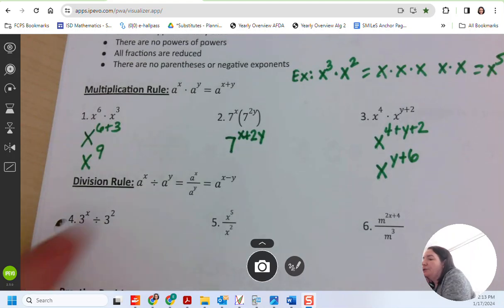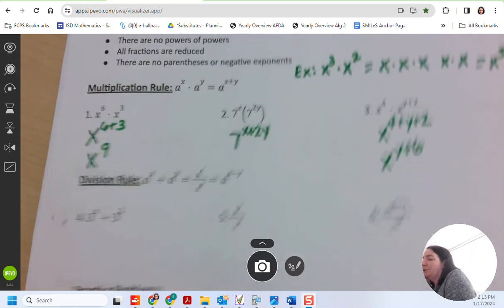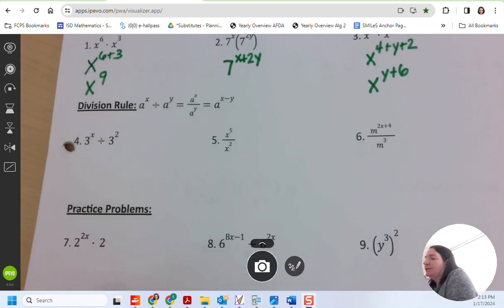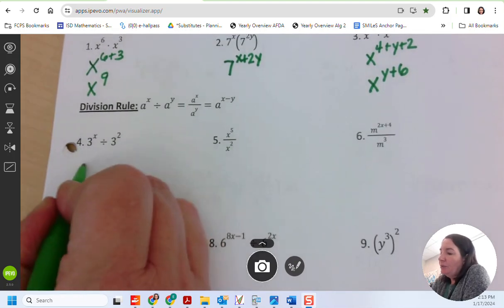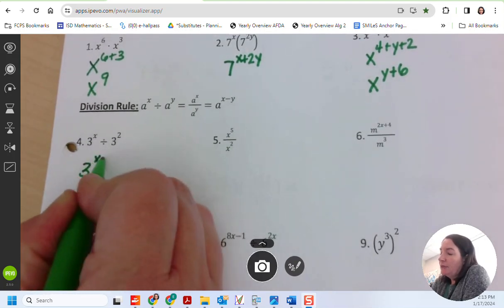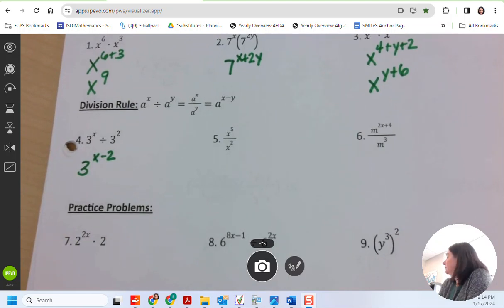All right, we're doing division rules. It works very similar, but when you divide, you subtract your exponents. So, for example, this one is a division problem, and I'm going to get 3 to the x minus 2, and those don't combine, so I'm just done. Okay? All right, so if you haven't done 5 and 6 yet, do those.